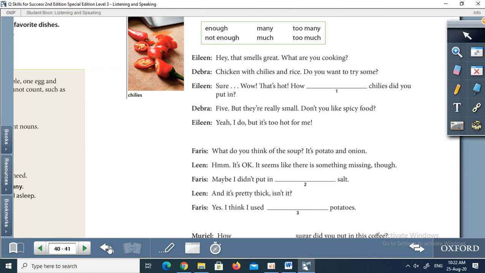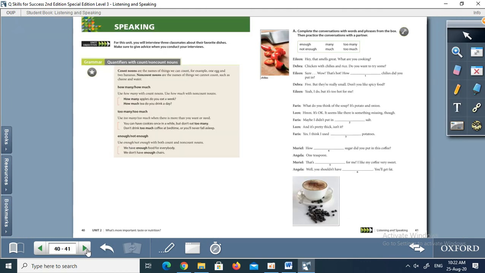Let us reduce this again. Page 41, exercise A, and you need to take these 6 words and fill them in the missing squares 1 to 6. When you have done that, take a photograph of this page and send it as an attachment to your email.